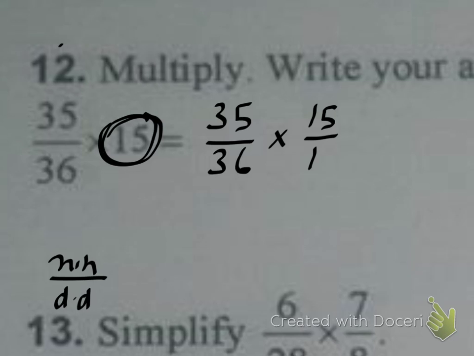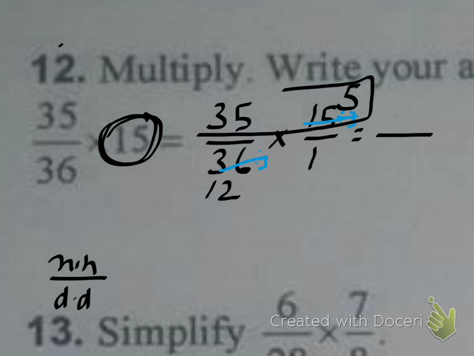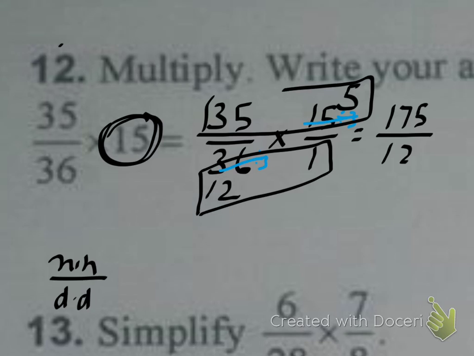Here, we're going to check and see if we can cross cancel. So on 15 and 35, both of these are divisible by 3. So we can cross cancel those. 15 divided by 3 is 5. 36 divided by 3 is 12. So now we can multiply. Numerator times numerator gives us 175, and denominator times denominator gives us 12.